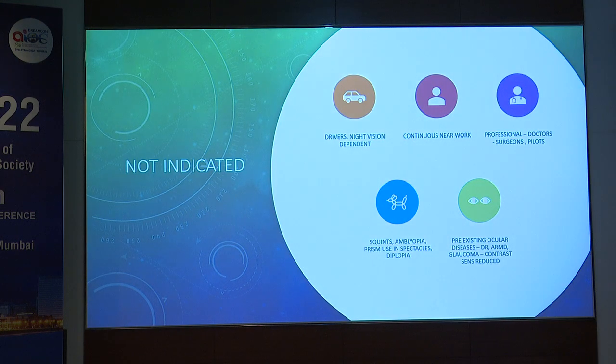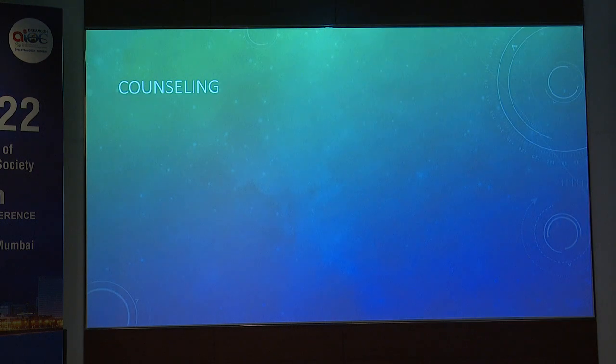It is definitely not indicated in patients who are drivers, who have night vision dependency, continuous near work people, professionals like us surgeons, especially people with squints, amblyopias, or who are using prisms in their spectacles. These are definitely not good candidates for monovision. And of course, the retinal pathologies.